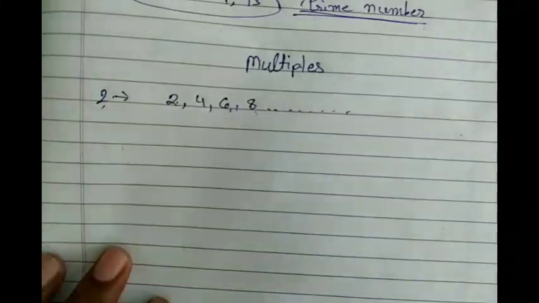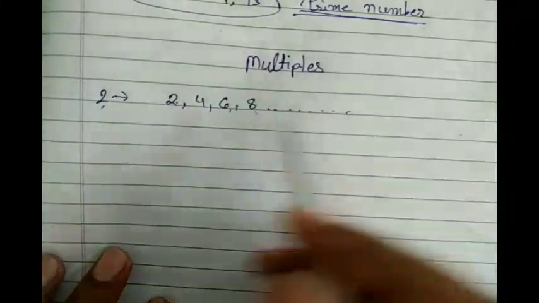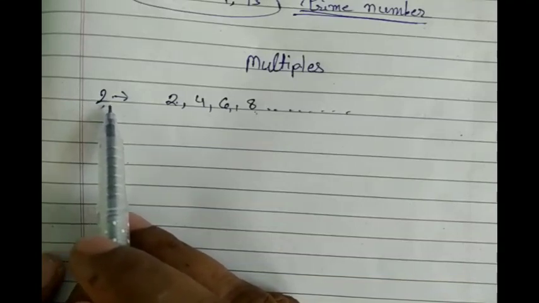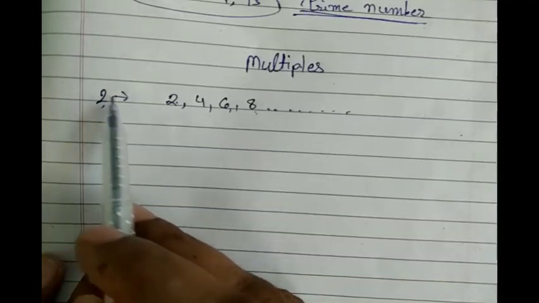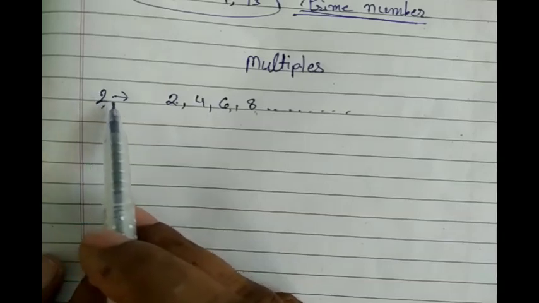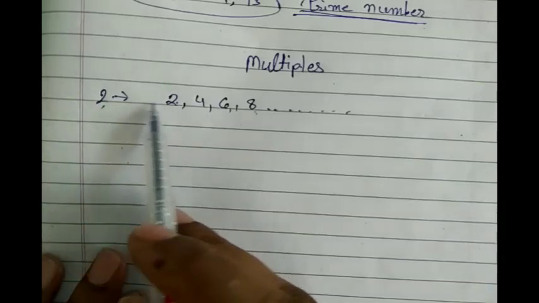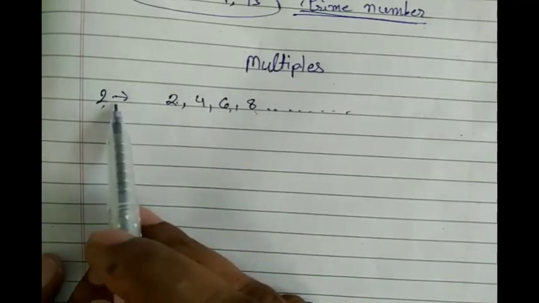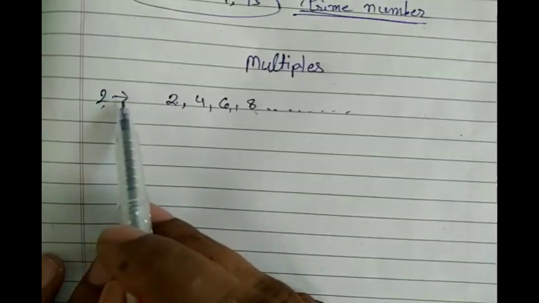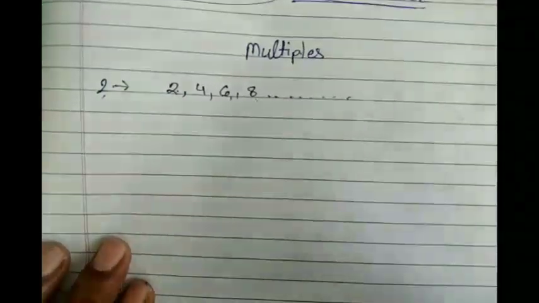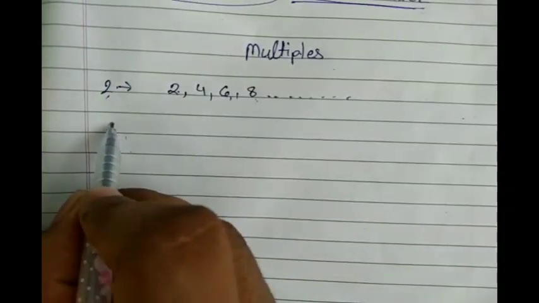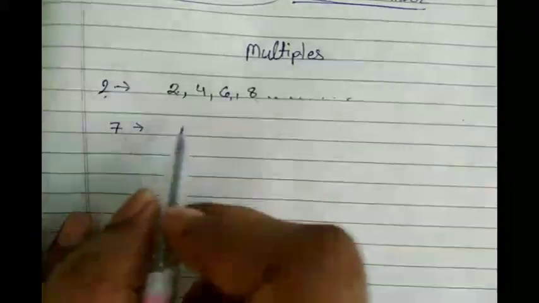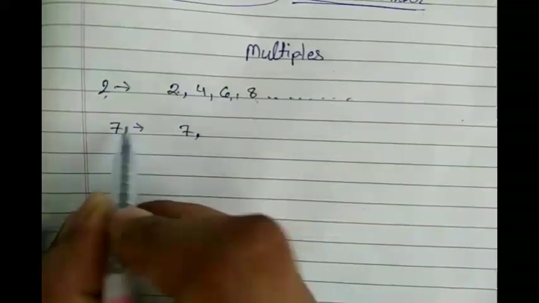So in simple language, just remember one thing: the numbers that come in a table are the multiples of that number. If we have to find the multiples of 2, then 2 comes in the table of 2, so it is a multiple. 4 comes in the table of 2, so it is a multiple. 6 comes in the table of 2, so it is a multiple. For example, multiples of 7: 7 ones are 7, so 7 is a multiple of 7.